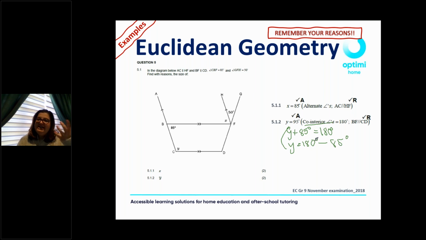Okay, so in the end, you've done those steps and it helps you to think through the process, but you will get a mark for your answer and of course for your correct reason. Remember to include the 2 lines that cause you to be able to do that, your 2 parallel lines.